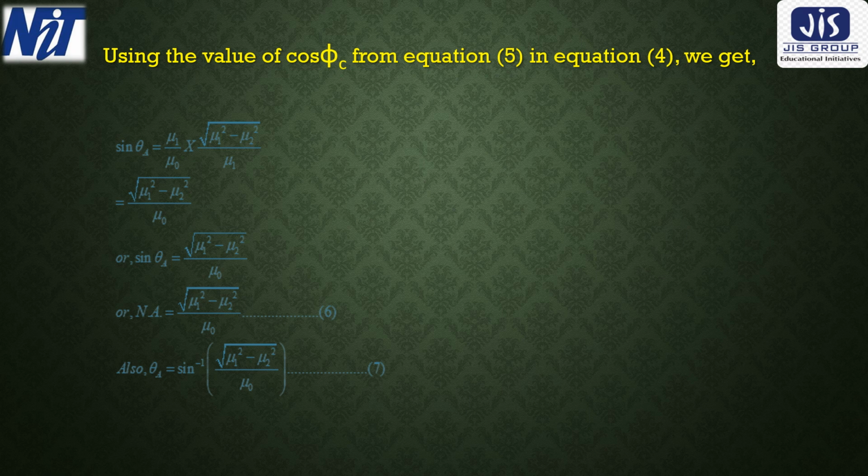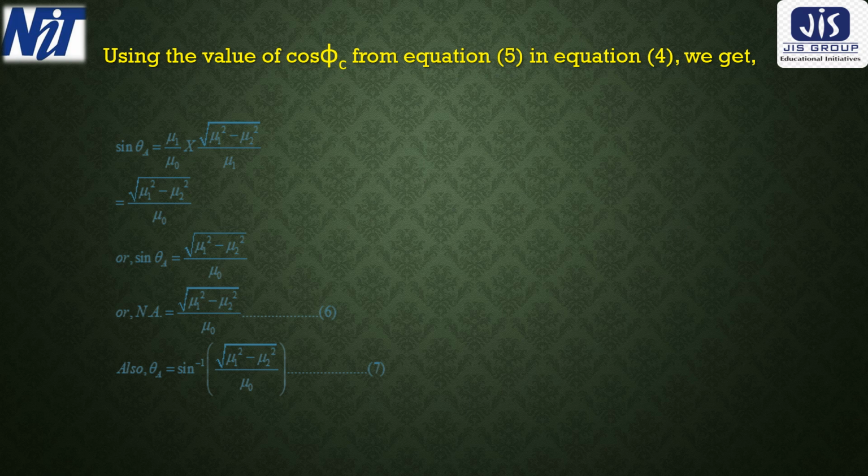Now we have defined this sin theta a as the numerical aperture. Just recall the definition of numerical aperture. It is defined as the sine of the angle of acceptance. So here the sine of the angle of acceptance comes out to be root over mu 1 square minus mu 2 square by mu naught. So this will be equal to the numerical aperture. We conclude that the numerical aperture is equal to root over mu 1 square minus mu 2 square by mu naught. From that we will be able to find out the value of numerical aperture.